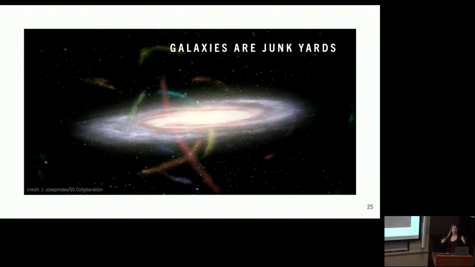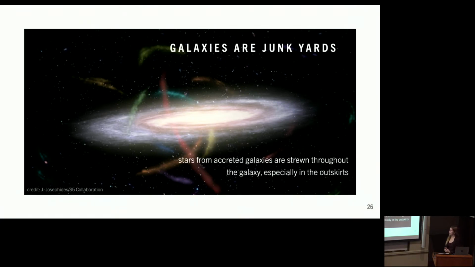So, galaxies are junkyards. And what I mean by that is that the stars from accreted galaxies, which are the galaxies that merged into us, when they get pulled in, their stars are strewn all around the galaxy. This is true all throughout the galaxy, but is especially true and useful in the outskirts of the galaxy, where there isn't as high a density of the in situ stars, like the Milky Way's own stars.